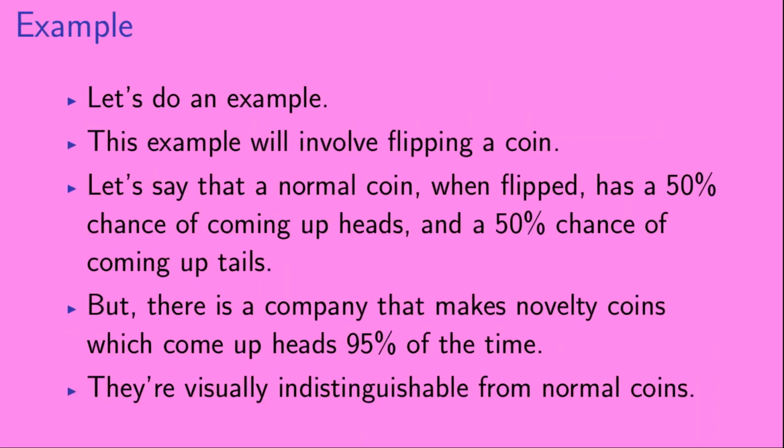Okay, let's do an example. This example will involve flipping a coin. Let's say that a normal coin, when flipped, has a 50% chance of coming up heads and a 50% chance of coming up tails. But there is a company that makes novelty coins which come up heads 95% of the time. They're visually indistinguishable from normal coins.